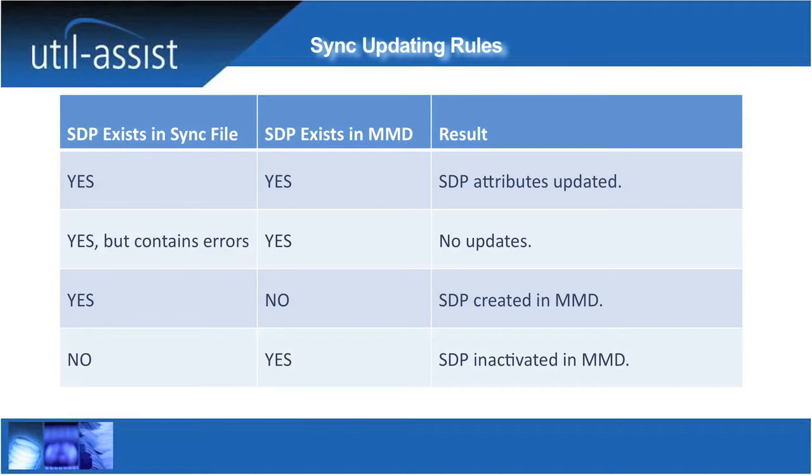that sent the file. If an SDP is not included in the sync file, but it does exist in the MDMR, or if a record is rejected because of data exceptions, then the MDMR will inactivate the SDP. Once the data is corrected in another sync file, the SDP is reactivated retroactively to the dates provided in the sync file.